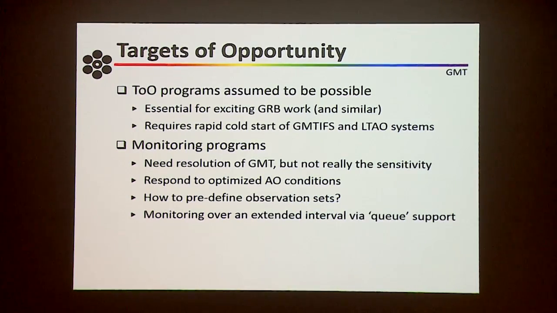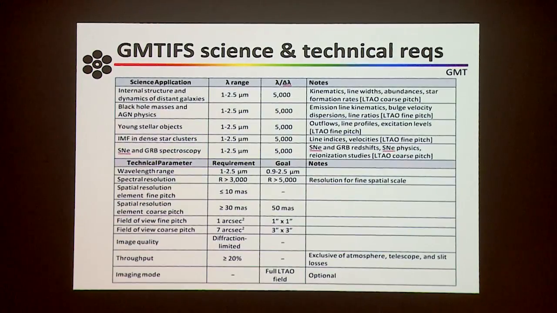You'd like to have some ability to choose, on a night, the bit of time when the seeing is really good, so you can get that great AO response. They need the spatial resolution of GMT, but they don't really need the sensitivity. How do you predefine the observation set? Something we need to figure out. And we're assuming that there's some sort of Q mode to support this monitoring over an extended period.